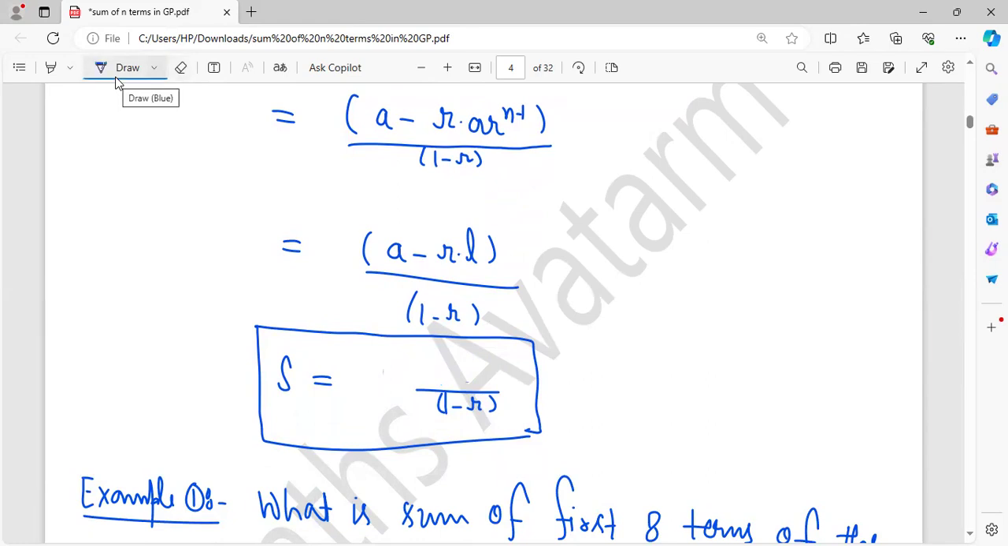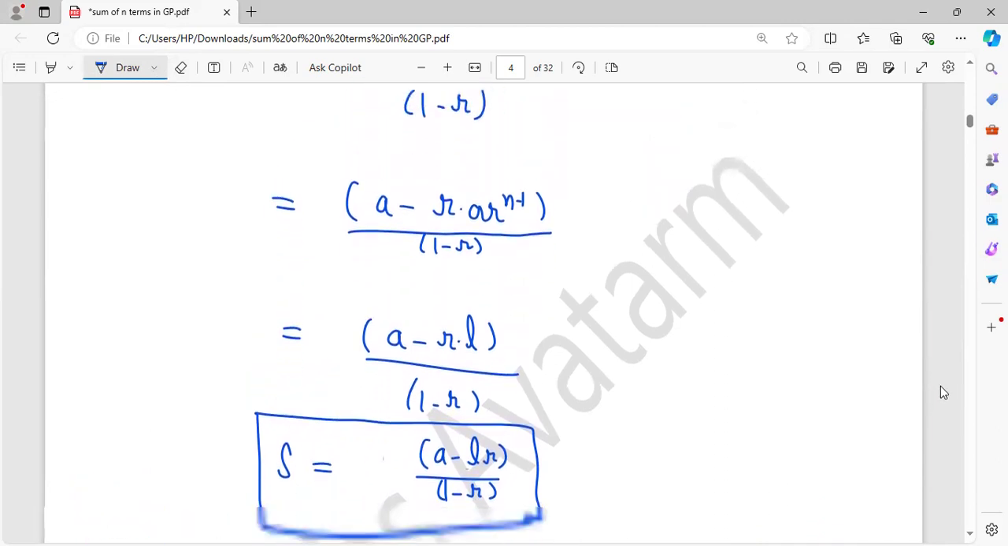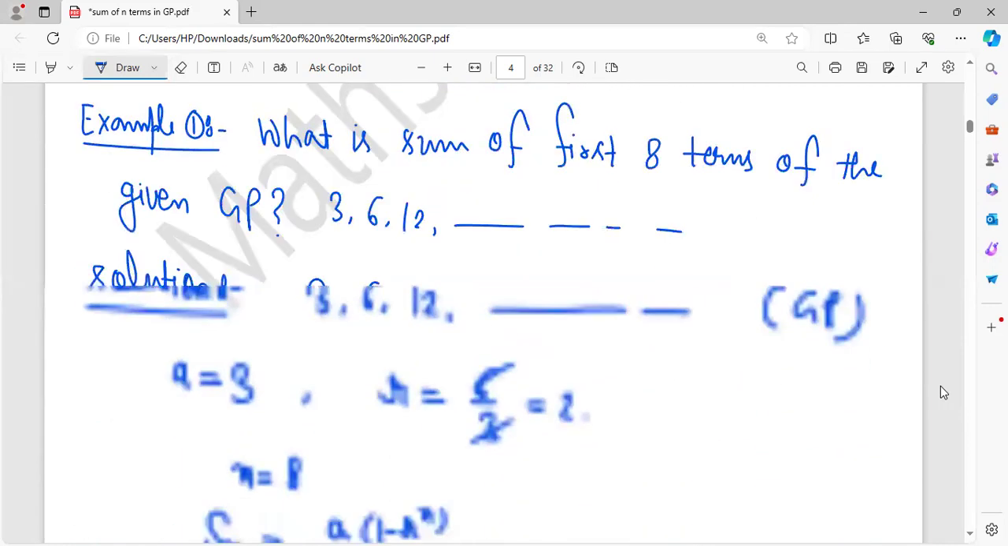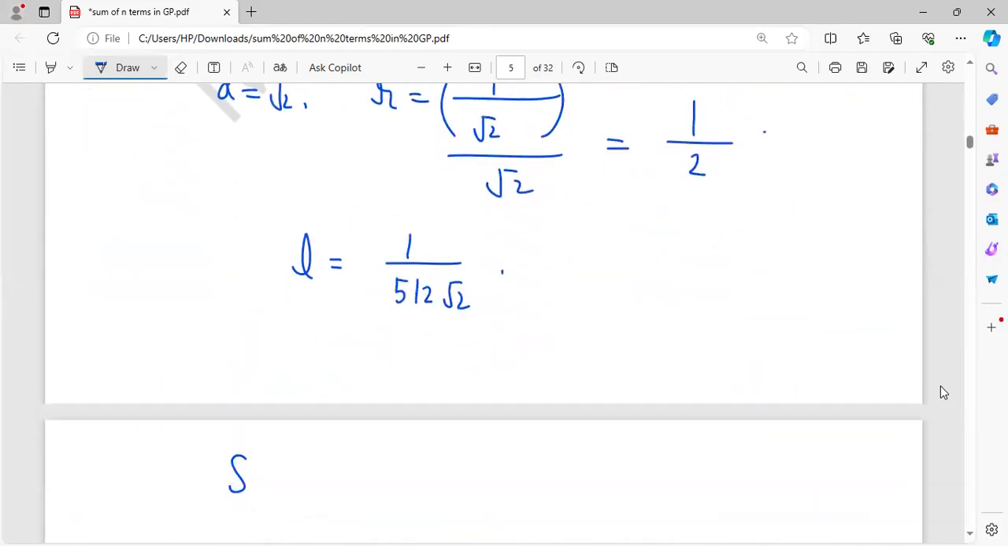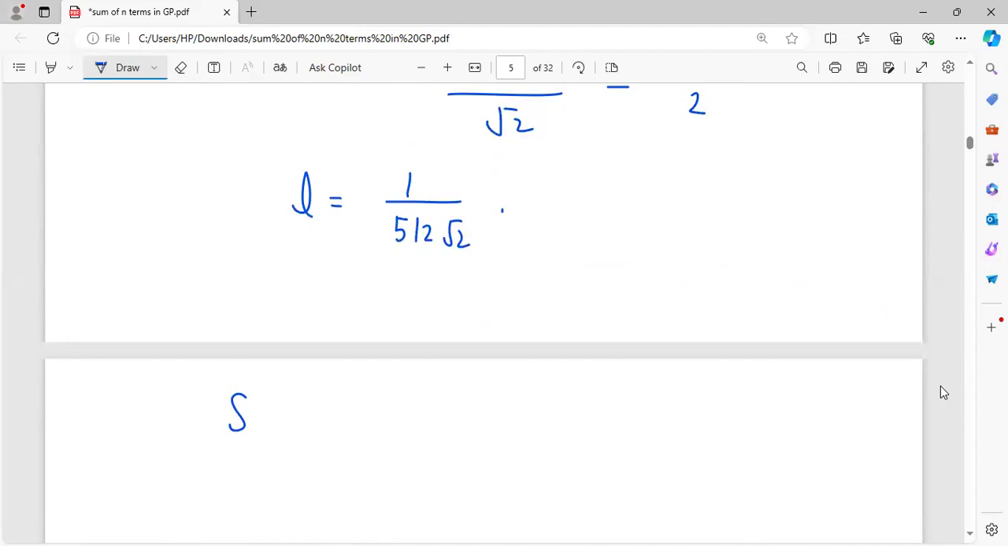Formula is that E minus LR. Okay, so this is the formula. Correct it. Sorry for that. Now come to this. So what is the formula to calculate the sum of finite GP?